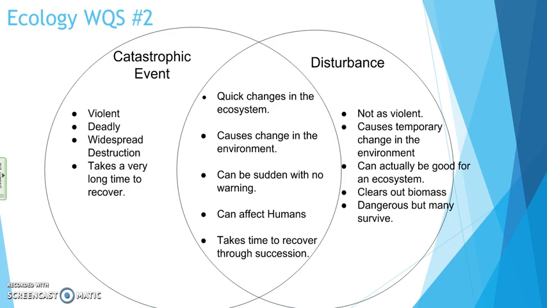Now, some qualities that they do share: they're both quick. They both happen pretty quickly. Both of them will cause change in the environment. They both can be sudden, with no warning. Either event can come with no warning. And importantly, either one, whether it's a catastrophic event or just a disturbance, can affect humans. If you get caught in a tsunami, or if you're living near the forest and there's a forest fire, one's catastrophic, one is a disturbance, but both will affect you.